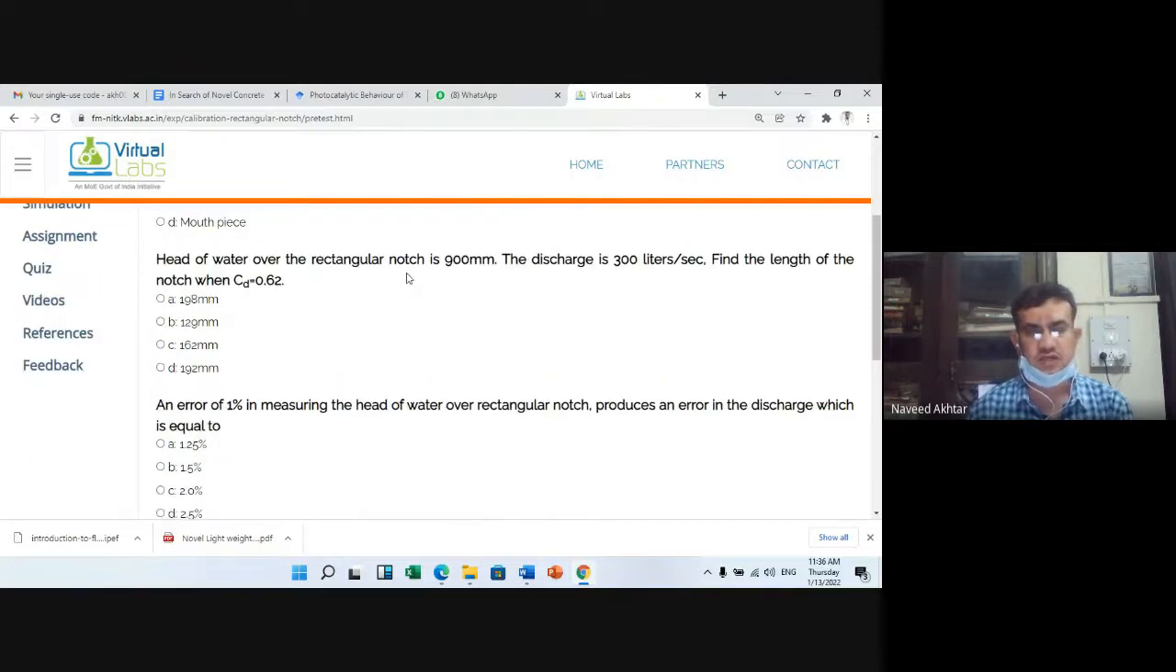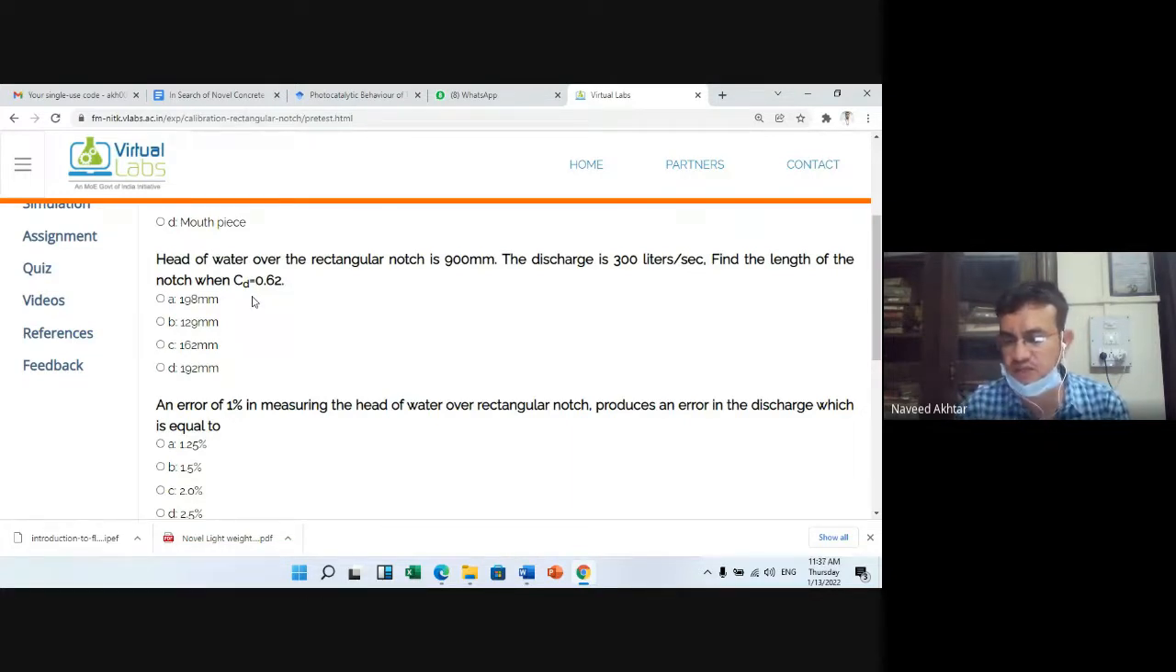Head of water over the rectangular notch is 900 mm and discharge is 300 liter per second. Find the length of notch. CD is equal to 0.6. So you are given the CD, you are given the head and the discharge. All this value is given.